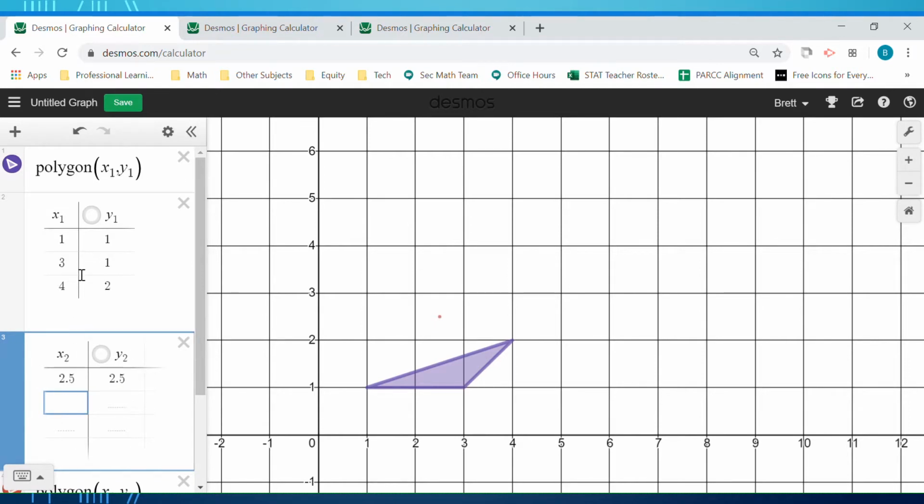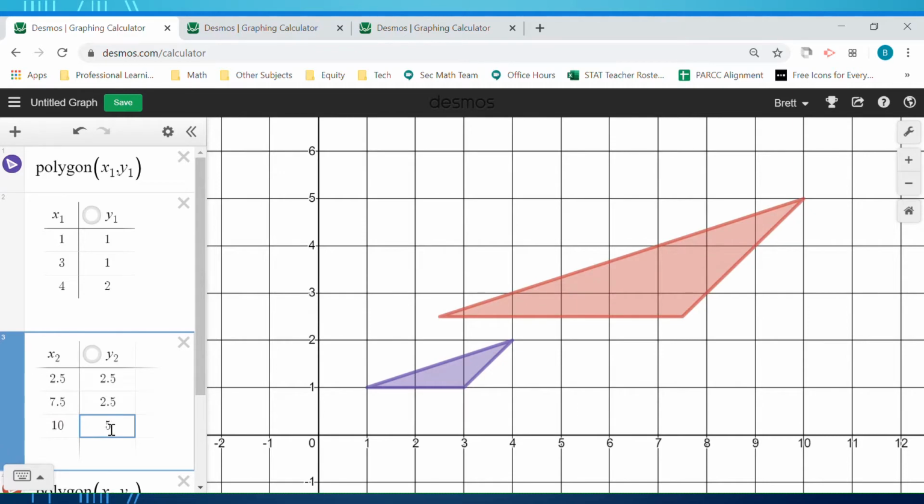Let's transform the other points. 3, 1, 3 times 2.5 is 7.5. 1 times 2.5 is 2.5. There we have our second point, and the program has connected those points for us. And then last but not least, we've got the point 4, 2. 4 times 2.5 is 10. 2 times 2.5 is 5, and we have a second triangle. How are these two triangles related? What's the same? What's different?